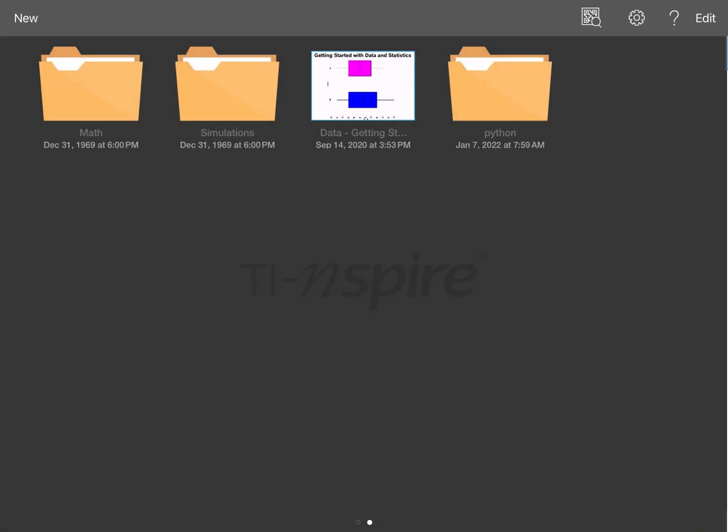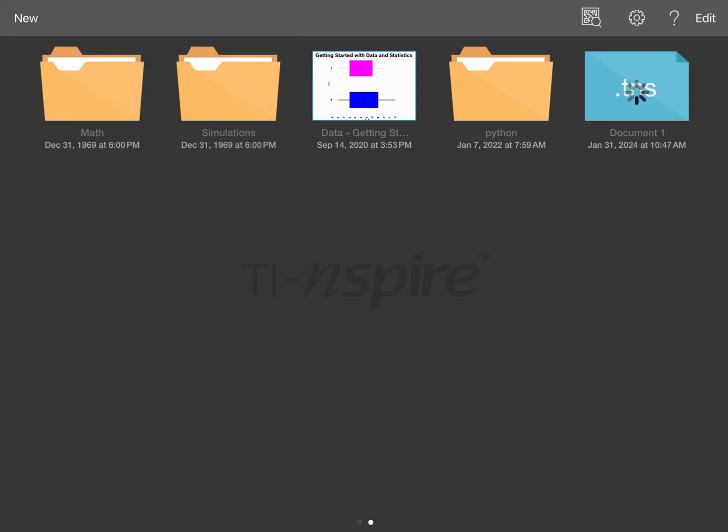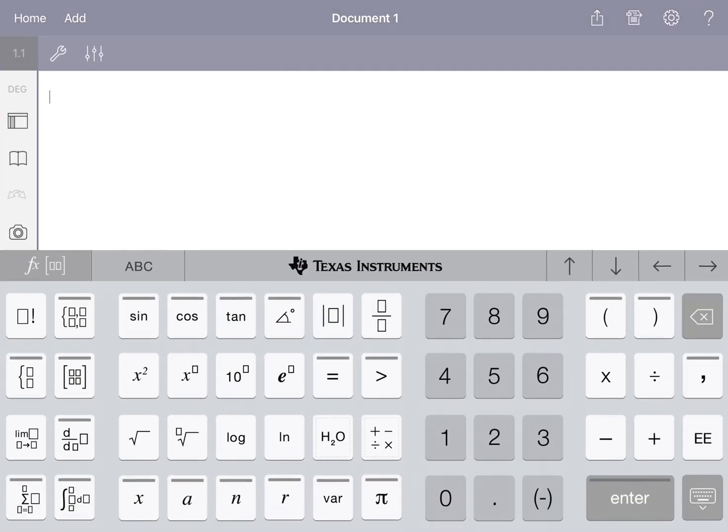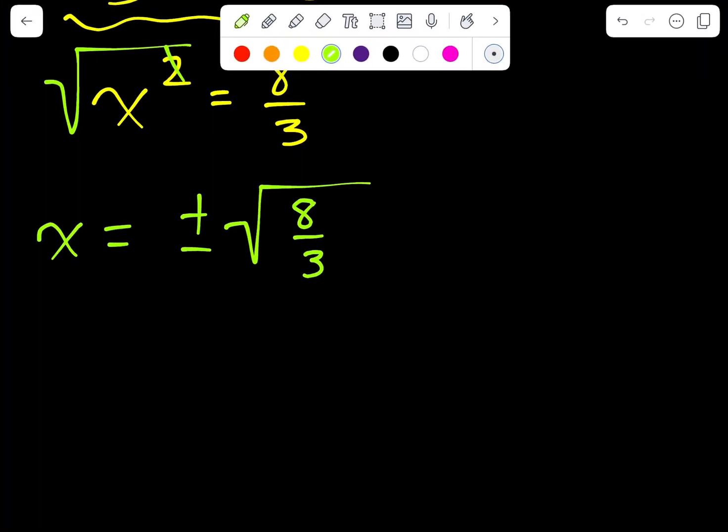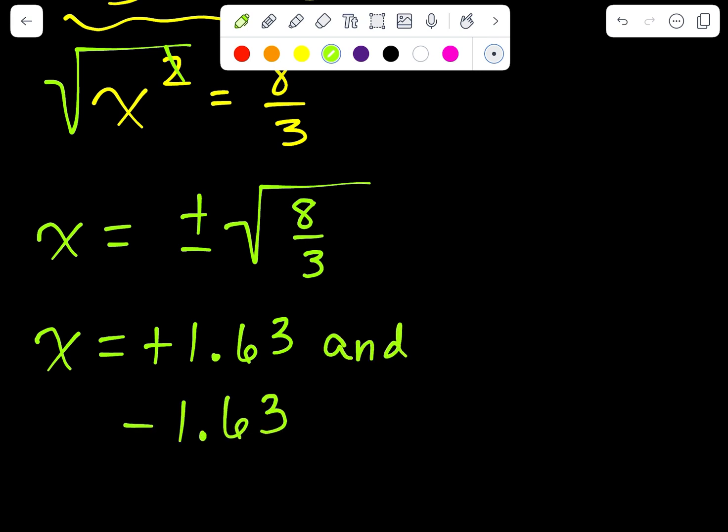We're going to go here into new calculator. I want to figure out what is the square root of 8 divided by 3. And I want the positive and negative value of this. And it's 1.63299. We're just going to round it to 1.63. So we will say that x is equal to positive 1.63 and negative 1.63. So I actually have two answers down here.